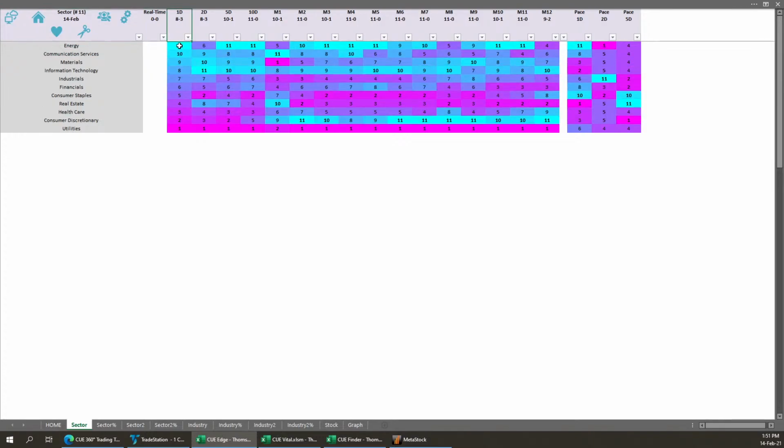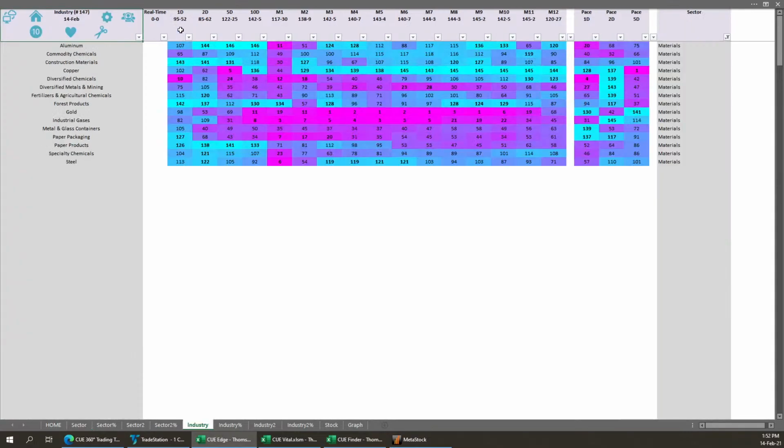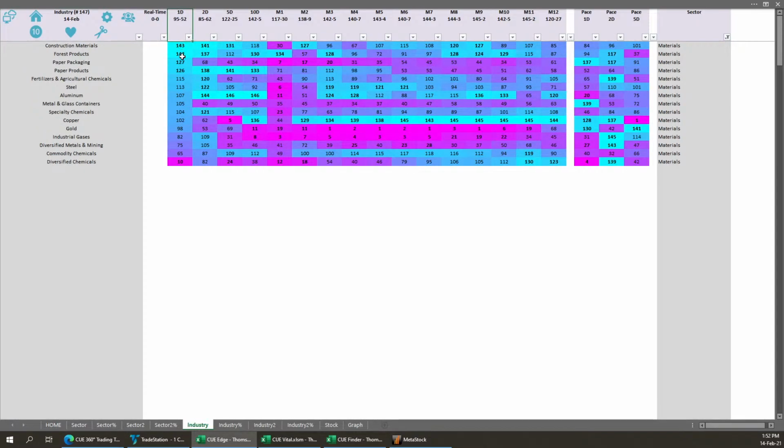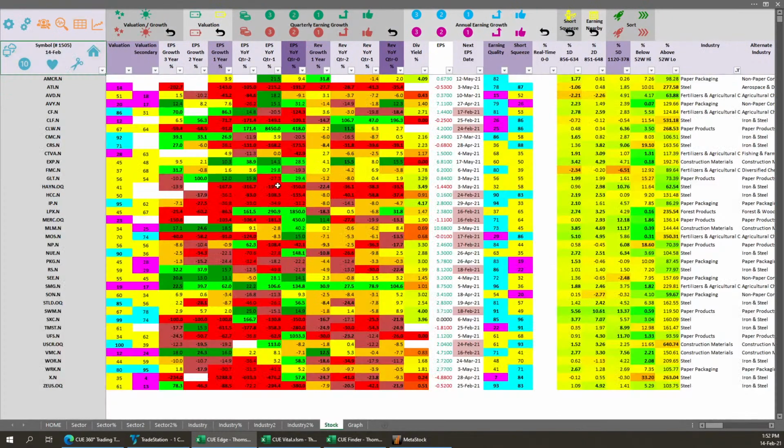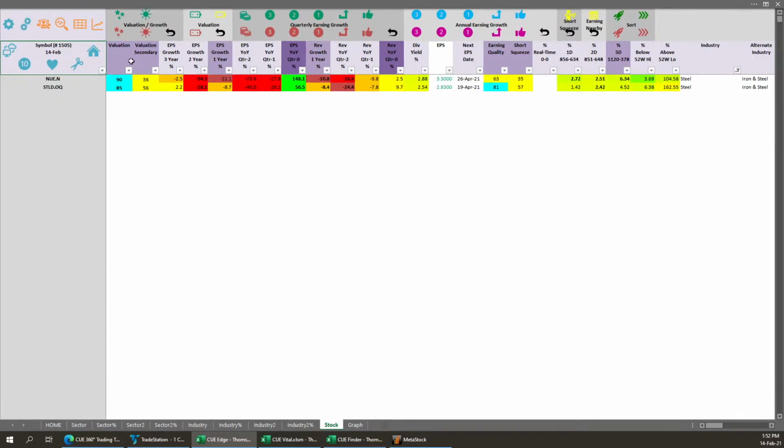Over one day, energy is strongest. Next is communication services. Next is materials. Let's drill down to materials. There are several material sector industries. I sorted them, and let's look at the top few. Drill down into the stocks. Look for the 3-star candidates, that is stocks which are strong in terms of valuation and earnings growth. I didn't carry this exercise out before. Left with 2 stocks, both are in steel industries.